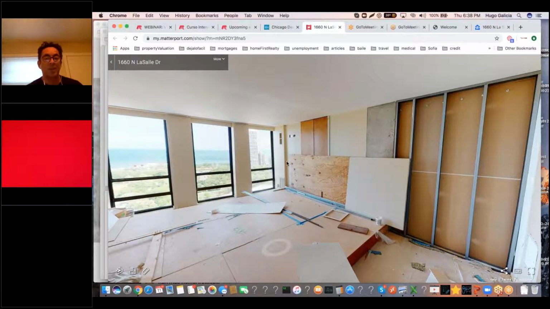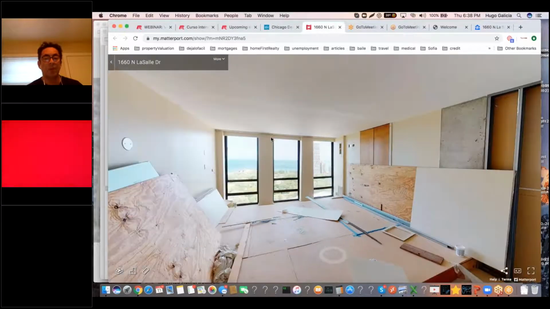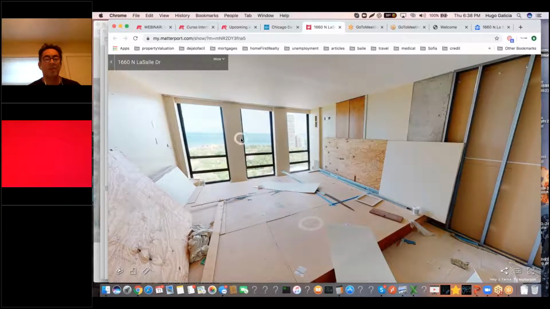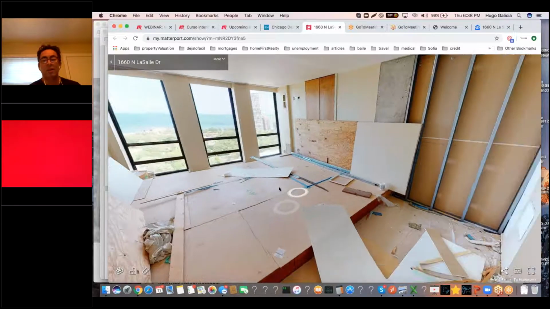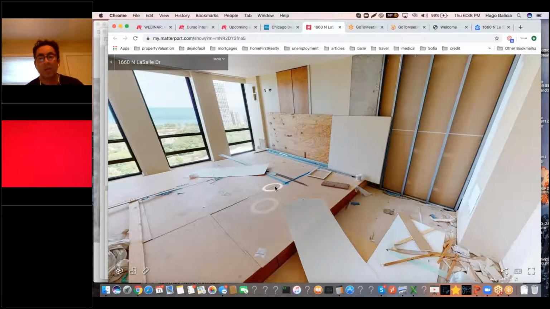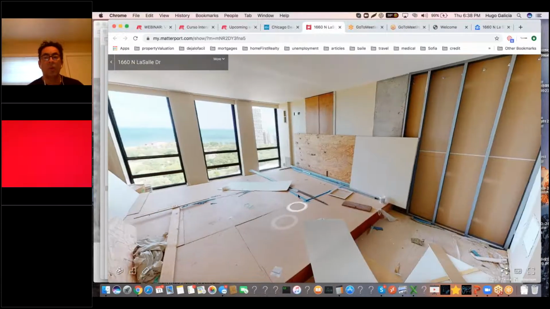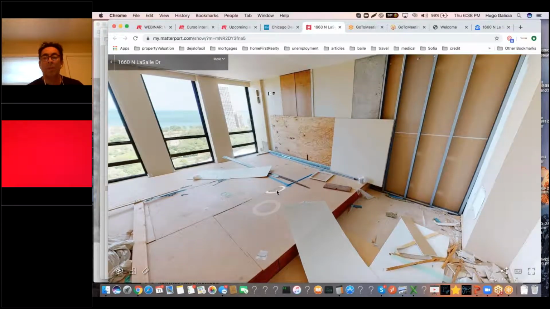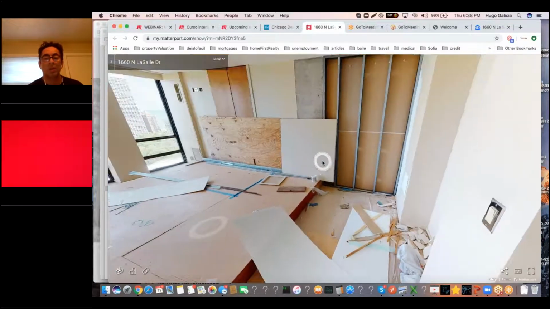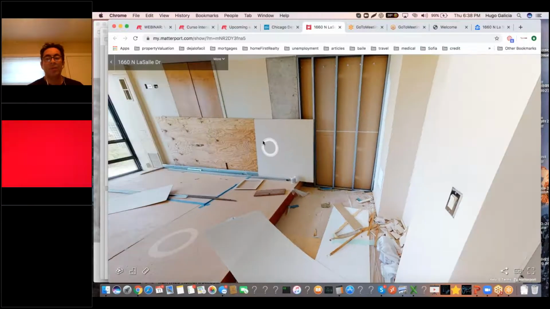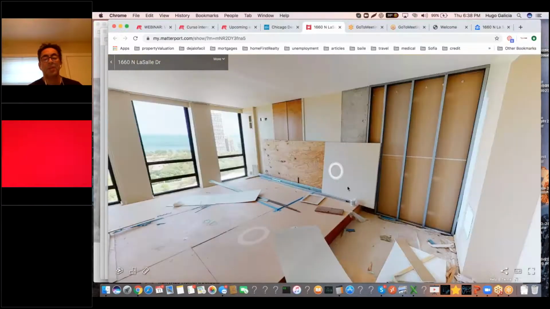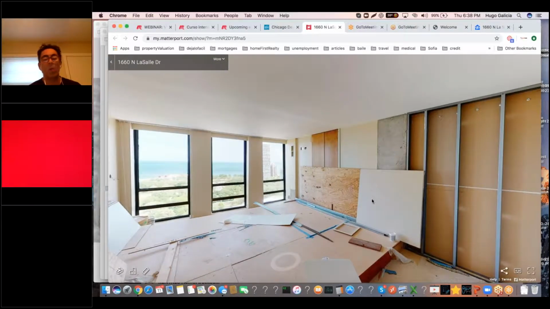So as you can see, the view is just incredible, right? It's just facing Lincoln Park, but it needs a lot of work. I think flooring, walls, and now if you think about this is a studio. Okay, they're asking 139. This is a studio.